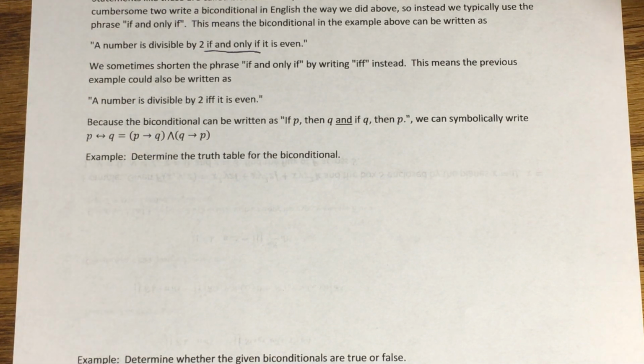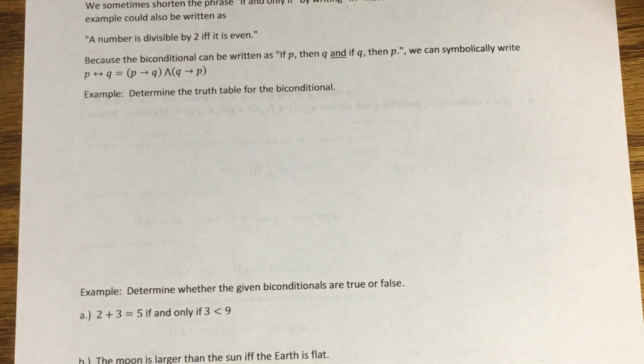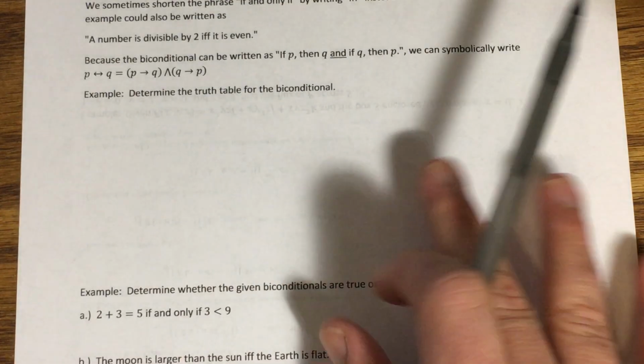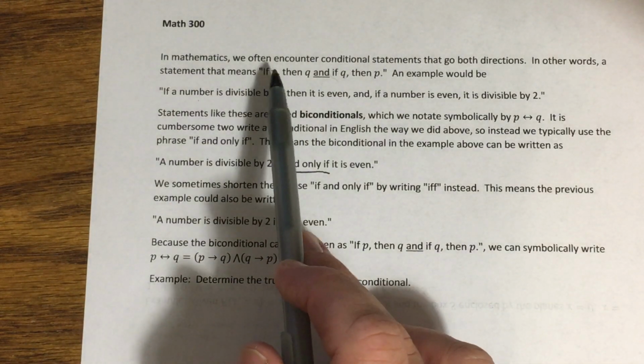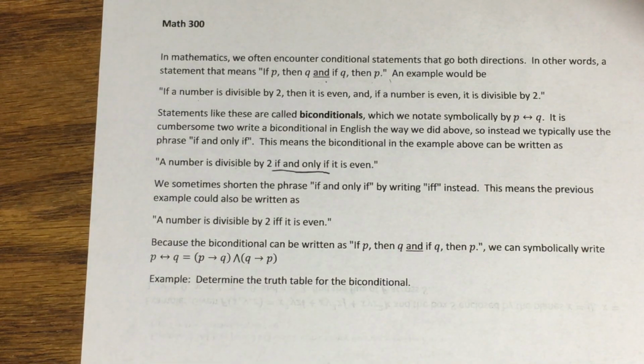Now, because the biconditional is a logical connective, we do need to come up with a truth table for it, like we've done for all of our other logical connectives. And the way that we're going to do this is take this original statement up here, if P then Q, and if Q then P, and write that in symbolic form.